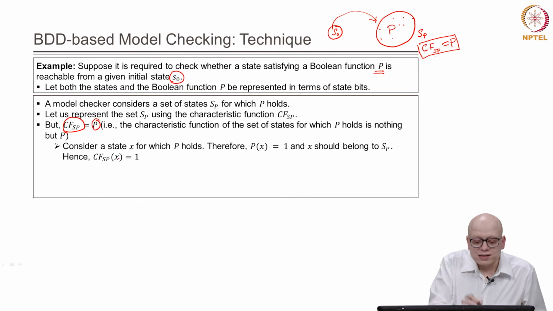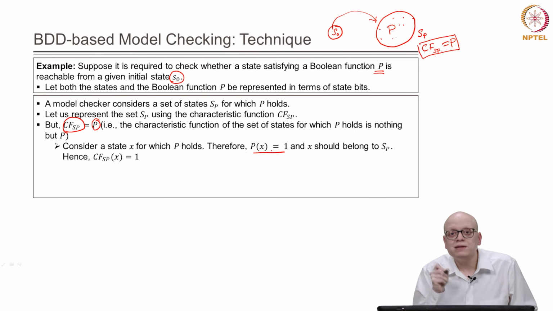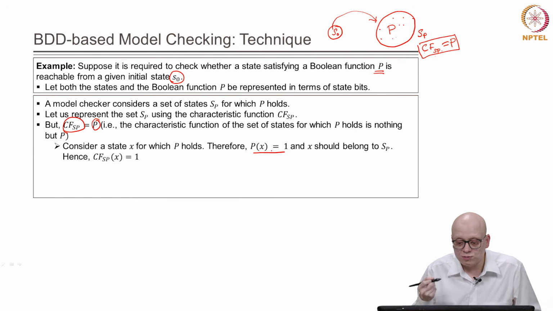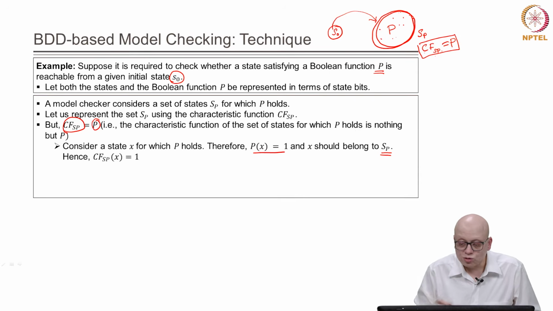So, consider a state x for which P holds. That means that P(x) is equal to 1, right. If P holds for a given state x, that means P(x) is equal to 1, by the definition of what we mean by holding true for a given state, right. Now, if x holds, then it should also belong to this set SP, right. So, x should be here.